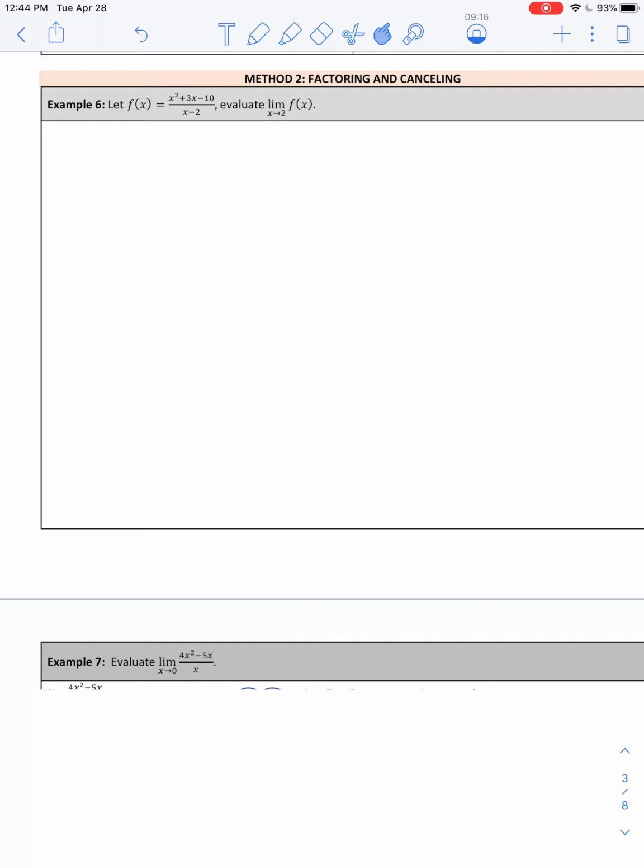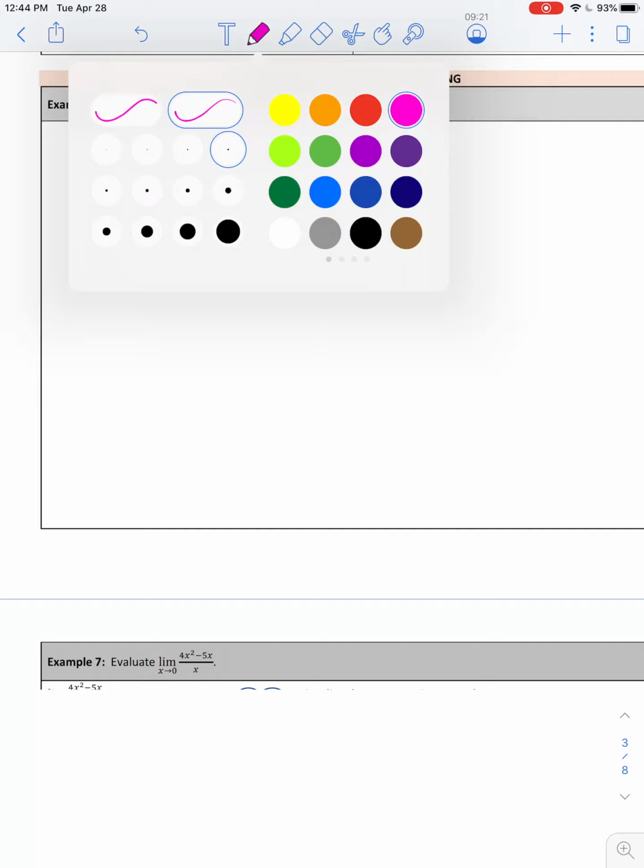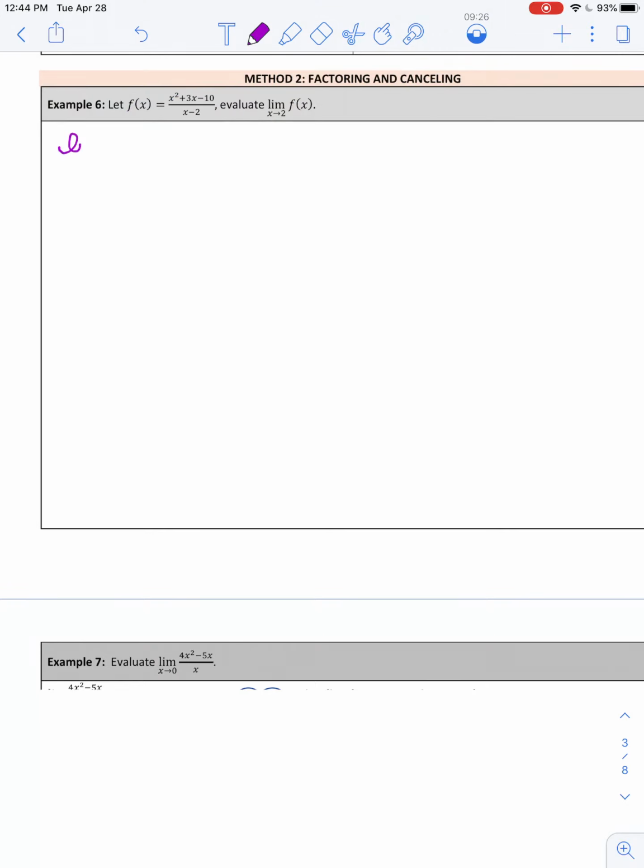So sometimes direct substitution does not work. So I'm going to kind of ignore the directions here and just try direct substitution. If I wanted to look at the limit as x approaches 2 of x squared plus 3x minus 10 divided by x minus 2, and I wanted to try to calculate that using direct substitution, that would look like 2 squared plus 3 times 2 minus 10 all over 2 minus 2.